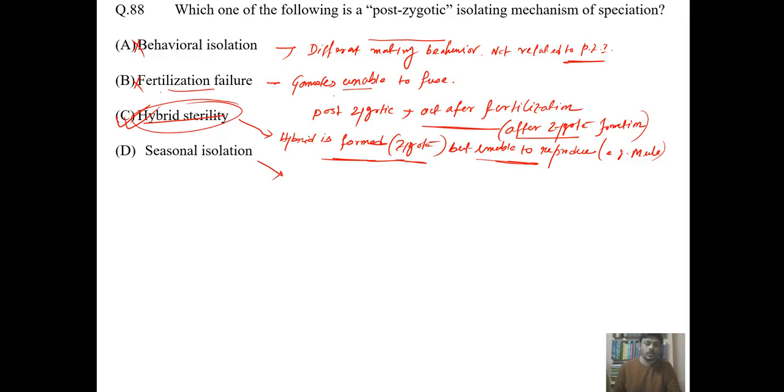Seasonal isolation is also not correct because it is related to a different breeding time, and it is not a post-zygotic isolation mechanism. So option C is correct for this question.